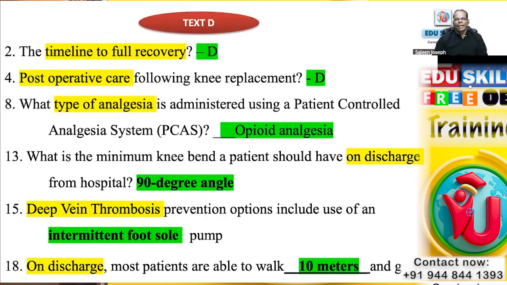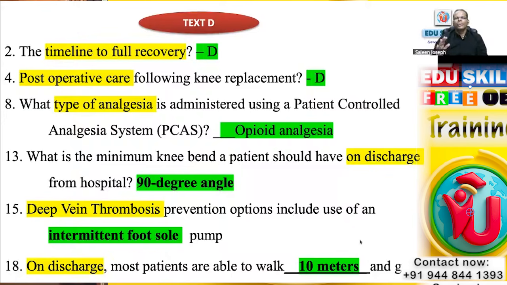Second one comes for timeline for full recovery. That is the last heading, second subheading. Then operational care following knee replacement, that is D. Again, that is the heading. And type of analgesia, the PCAS.